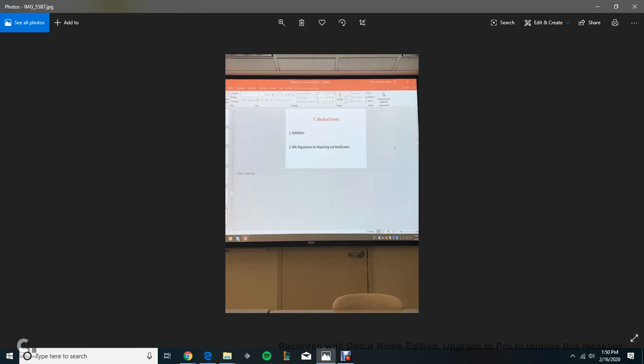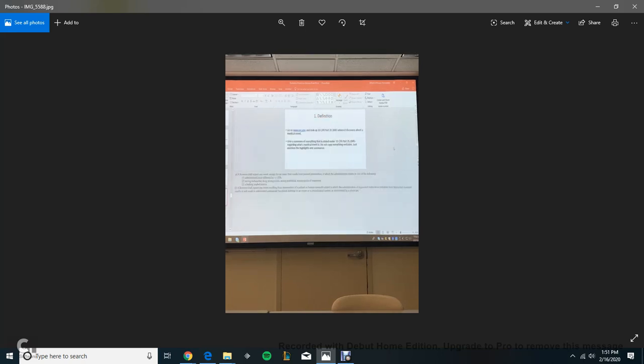Medical events: 1 is the definition, 2 is the NRC regulations and reporting notifications. Definition. A license shall report any event, except for an event that results from patient intervention, which results in one of the following: administered dose differing by plus or minus 20%, wrong radioactive drug, wrong route, wrong individual, wrong mode of treatment, a leaking sealed source.